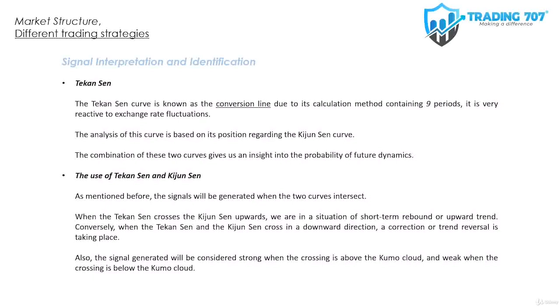When the Tenkan-sen crosses the Kijun-sen upward, we are in a situation of short-term rebound or upward trend. Conversely, when the Tenkan-sen and the Kijun-sen cross in a downward direction, a correction or trend reversal is taking place. Also, the signal generated will be considered strong when the crossing is above the Kumo cloud and weak when the crossing is below the Kumo cloud.